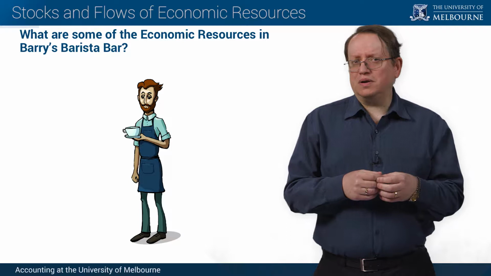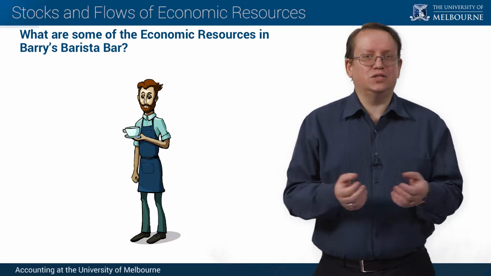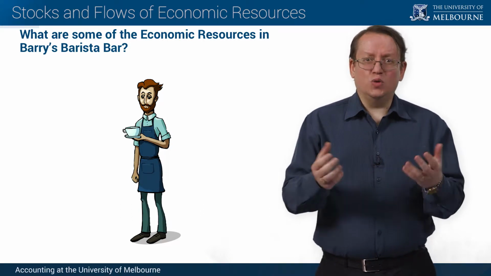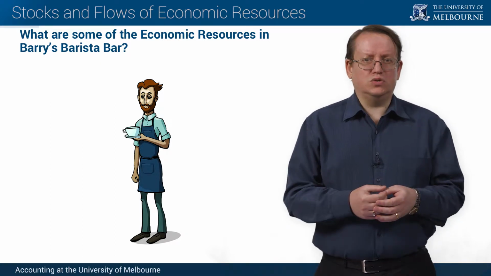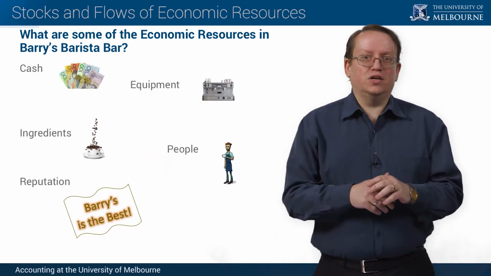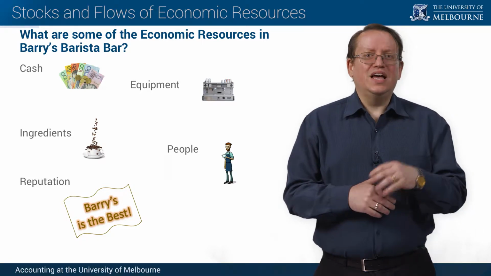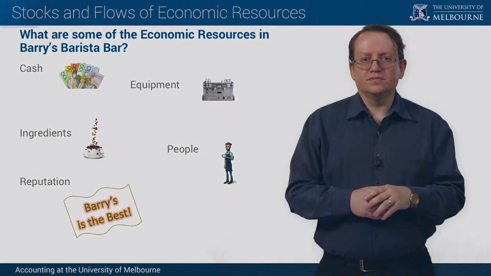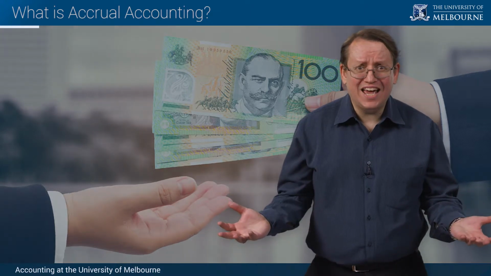Adding even more complexity, consider resources like BBB's employees or reputation. Clearly, these provide an economic benefit. They help in selling coffee. But how do we describe the stock and flow of such resources? Intangible economic resources like reputation are challenging for accrual accounting, and how best to deal with them is a subject of ongoing research. Cash accounting is simpler, so why can't we just focus on cash?